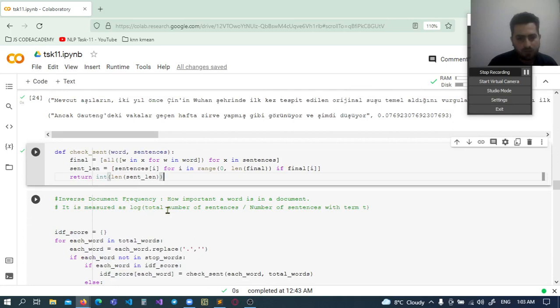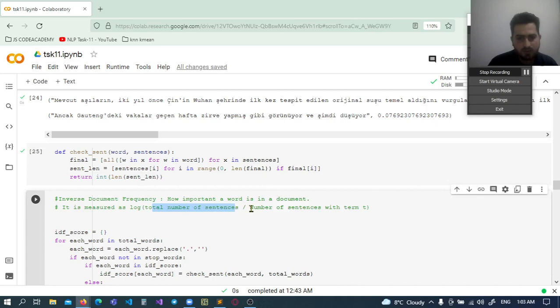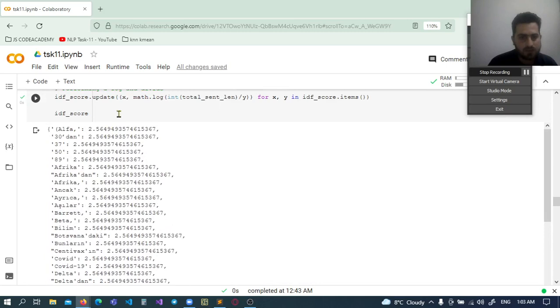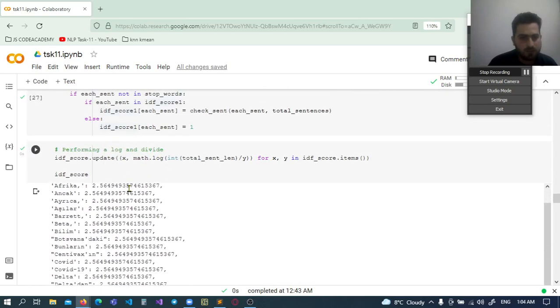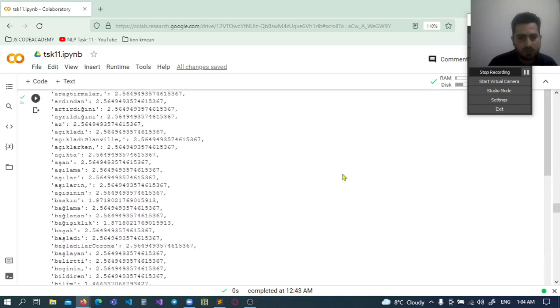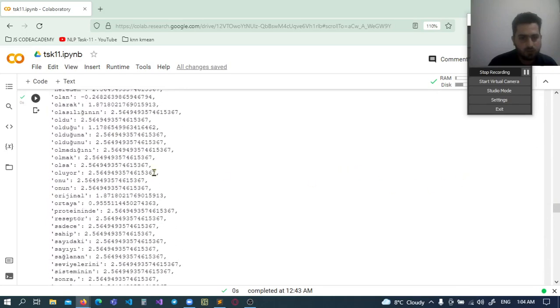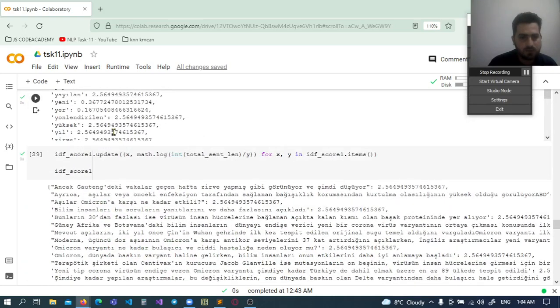After that, we are calculating the importance of words and sentences by applying the logarithm of the total number of sentences divided by the number of sentences which contain the particular term. As you can see here, we are performing the logarithm of the total number of sentences divided by the sentences that contain that word, for each word. Similarly, we do the same thing for our sentences.